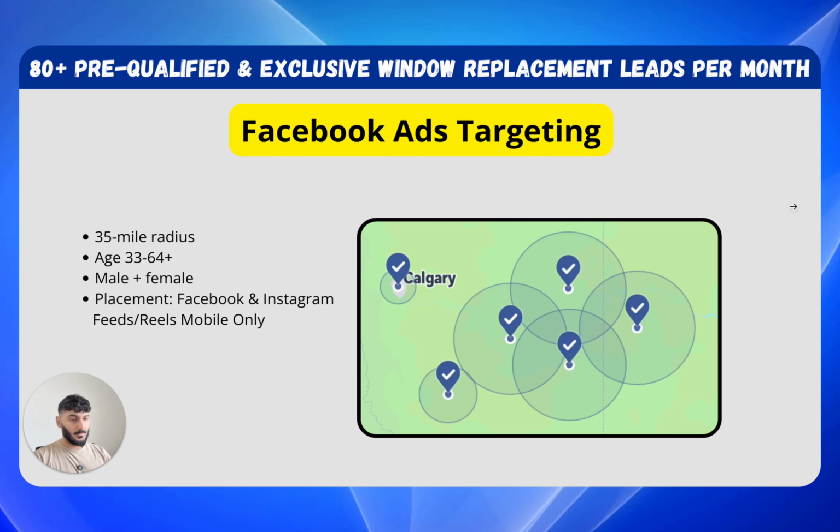Next is going to be our targeting. For targeting, we keep it simple and let Meta do the heavy lifting. The only control we have is targeting the client's service area, for example a 35-mile radius of any location, or we can even target by zip code or city. For age, we normally go after 33 to 64 plus, because these are more likely homeowners who have the money. Male and female. For placement, which means where we want to show the ads, it's Facebook and Instagram feeds and reels. We only run them on mobile, because over 80% of the traffic comes from mobile, so we don't even bother with desktop.